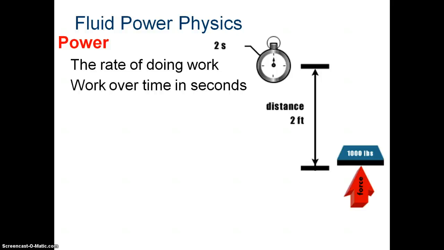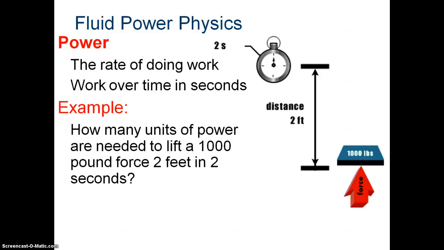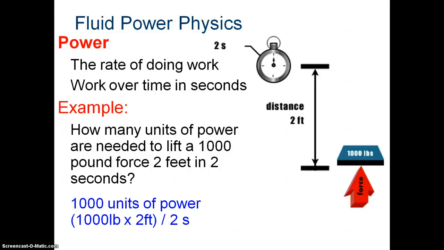Power is the rate of doing work, so it's work over time in seconds. So you take your work and you divide it by how much time it takes. So how many units of power are needed to lift a 1,000 pound force 2 feet in 2 seconds? Here's what your formula looks like. It's 1,000 pounds times 2 feet divided by 2 seconds.